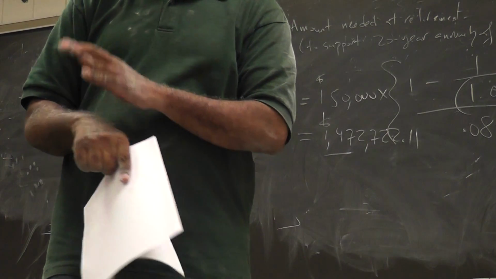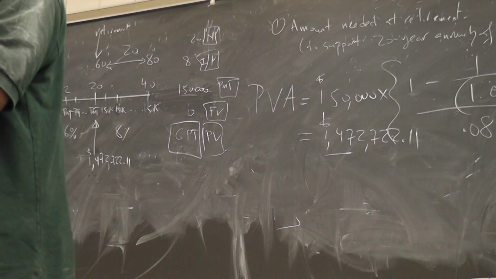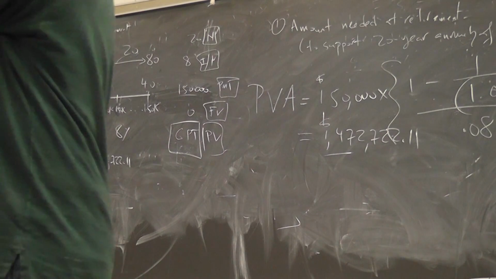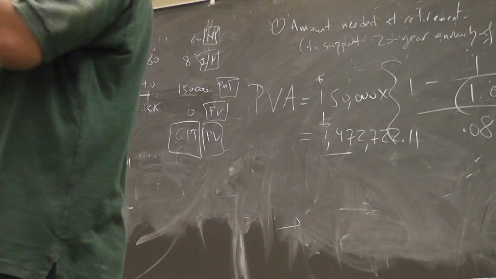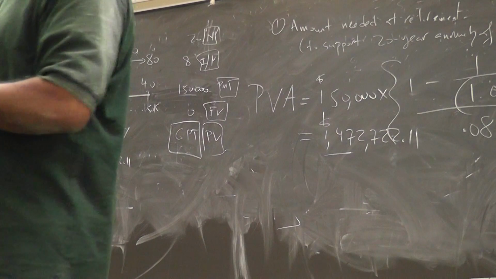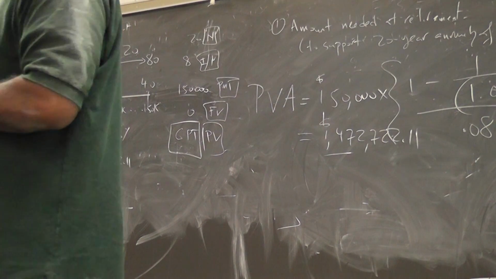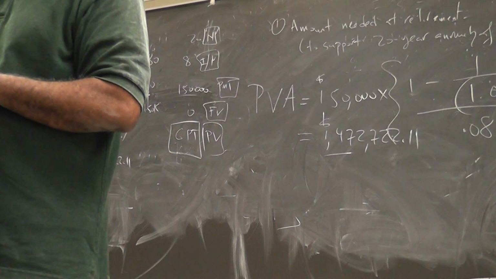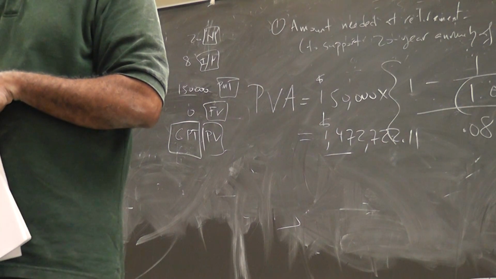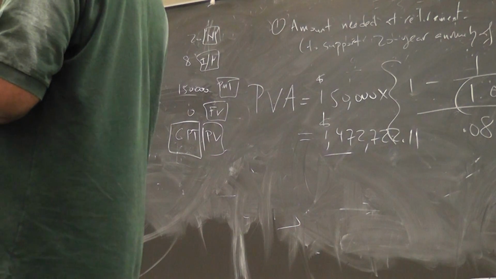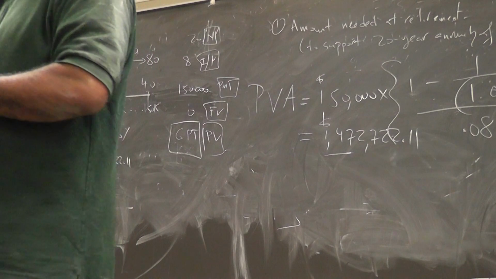So how much do I need to deposit? For how long? 20 years, so as to save up what? This much. Isn't that a future value now? Right. Because this is what I need to accumulate, right? So I'm looking for PMT so as to accumulate 1.472 million in 20 years.